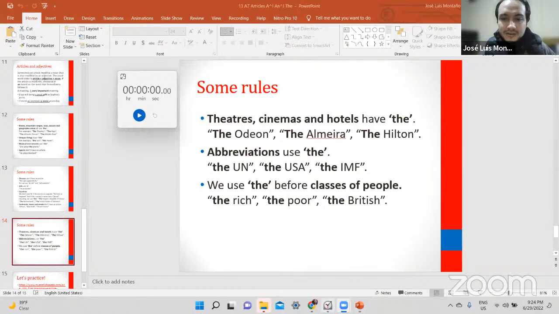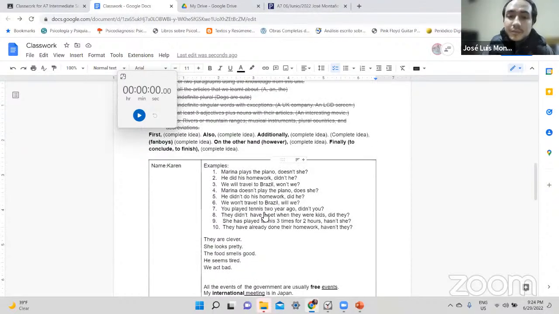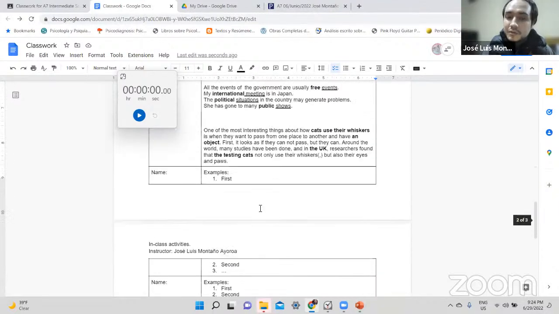Let me check the instructions. Yes, that was the last one. We had rivers, mountain ranges, musical instruments, plural countries, and abbreviations. All right, so here, my only recommendation, this one was good.